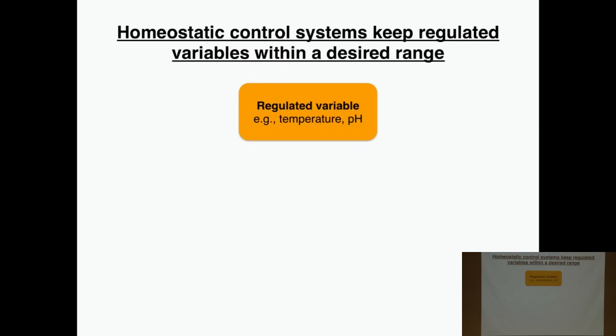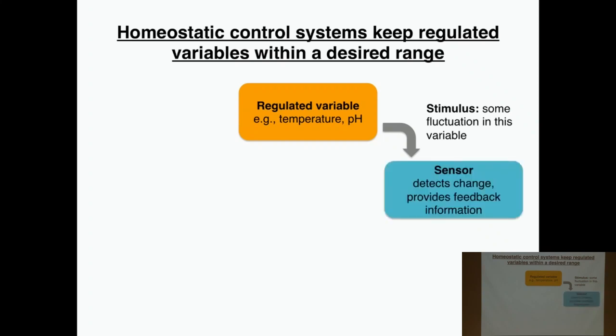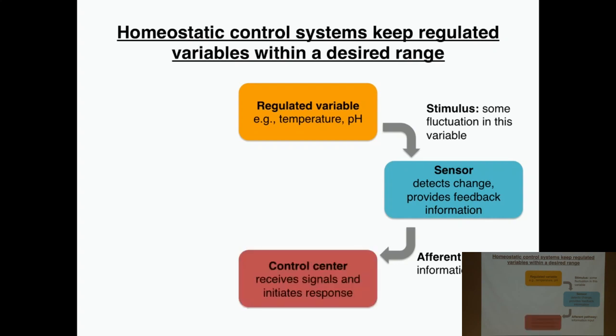And all of these things together form a bit of a homeostatic system cycle. So for example, here what we have is a regulated variable, such as temperature or pH. And now let's say that there is some kind of stimulus or a fluctuation in this variable where you've moved away from the set point. The sensor is going to detect this change and provide feedback information through what's known as the afferent pathway, or information input. That information is getting input into what we call a homeostatic control center. And so the control center is responsible for receiving these various signals and initiating a response.